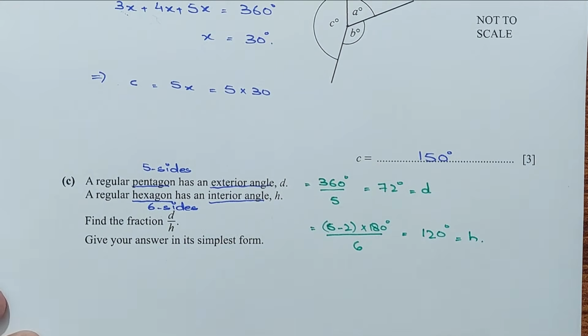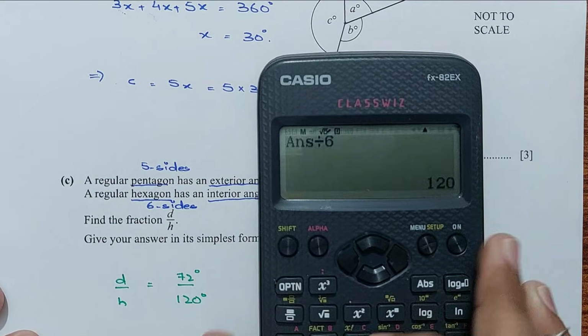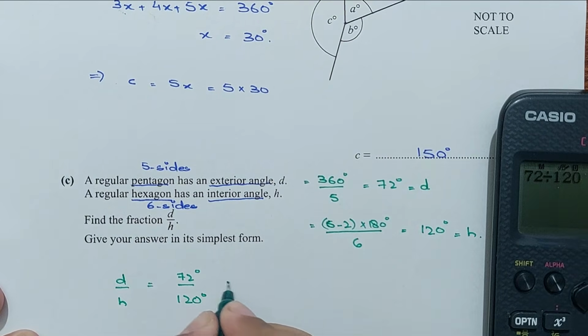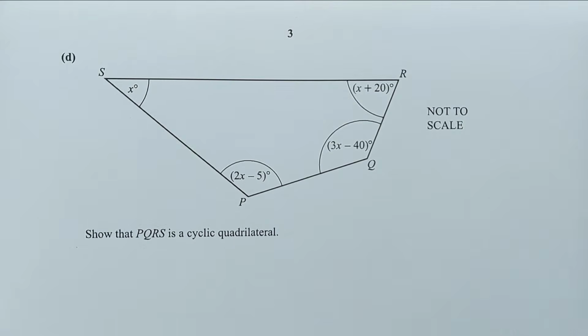We have to find the fraction d by h, which is 72 over 120, and we have to convert it into simplest form. 72 over 120 is 3 by 5. The simplest form is 3 out of 5, right?